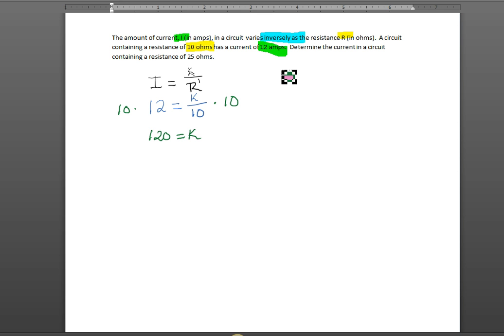So we're going to have I of R equals 120 over R. And then the last part of this problem says determine the current in a circuit containing a resistance of 25 ohms. So we know that we're going to find I of 25. So that means we're going to take 120 divided by 25 to find out how much current. And we have 4.8.